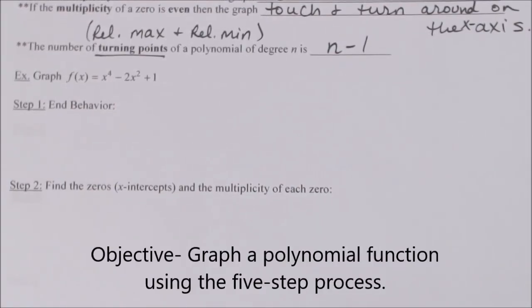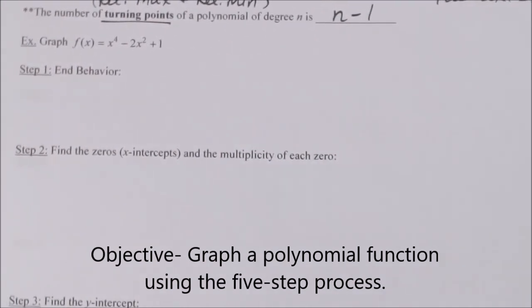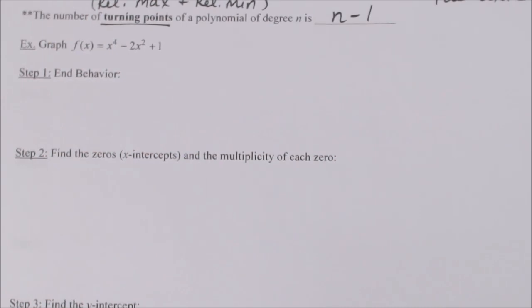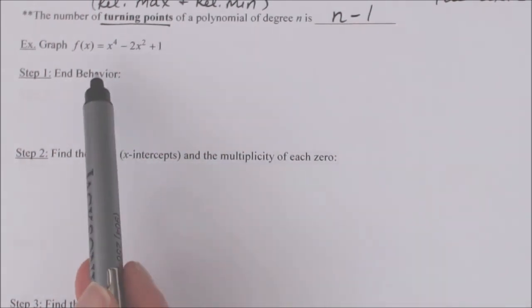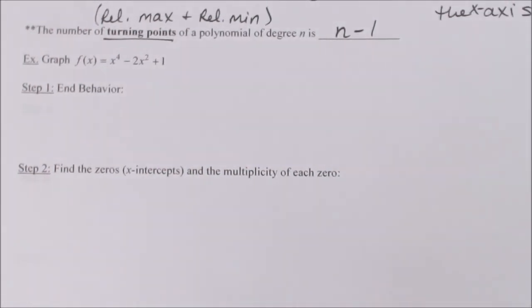Let's look at an example. If you're asked to graph any of these, this is sort of a 5-step process that I would follow every time. So first step is to get the end behavior. So look back at page 1 of the guided notes at those 4 cases we had for end behavior and take a look at this particular function and identify the leading coefficient and the degree.